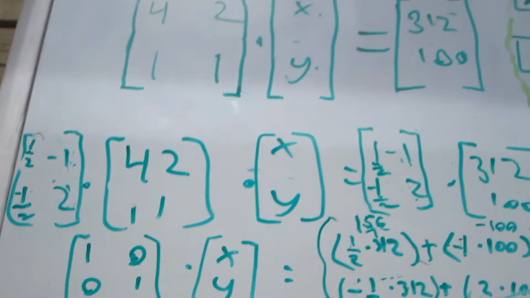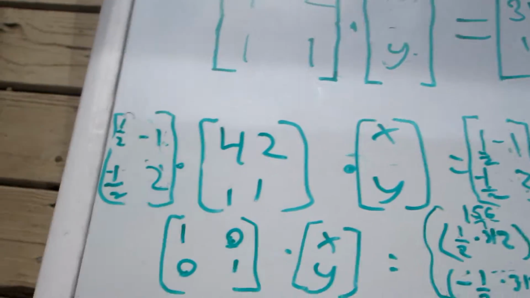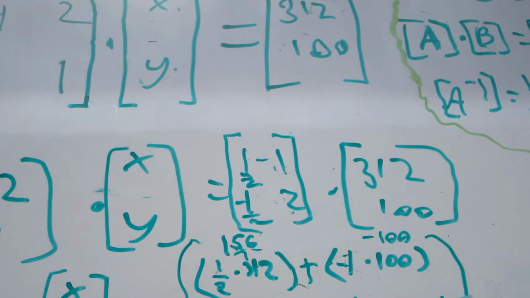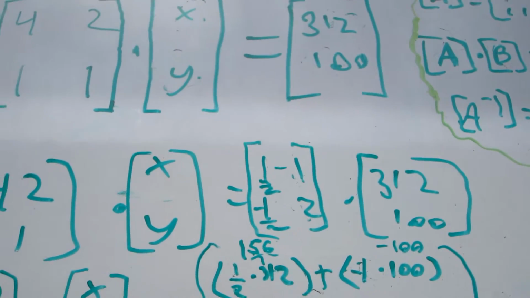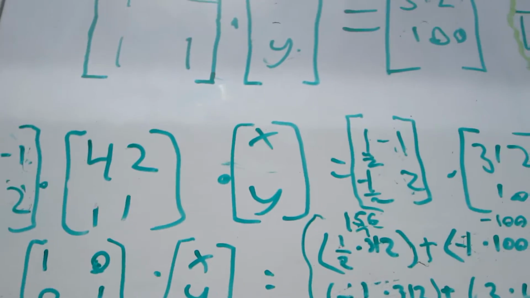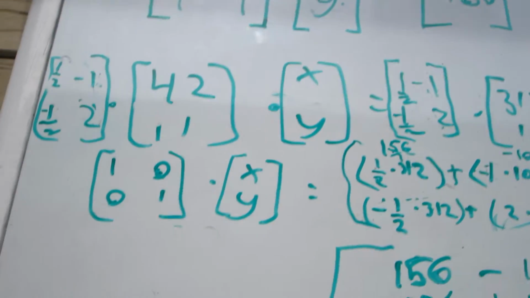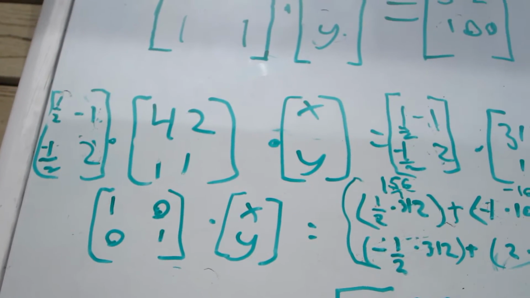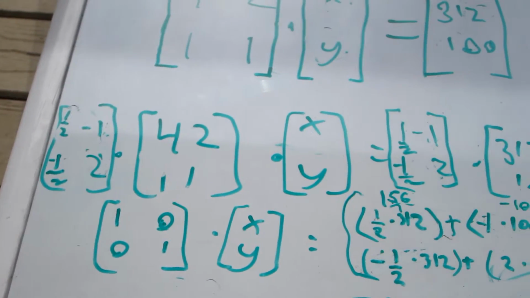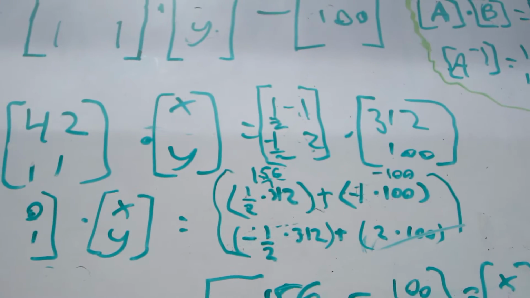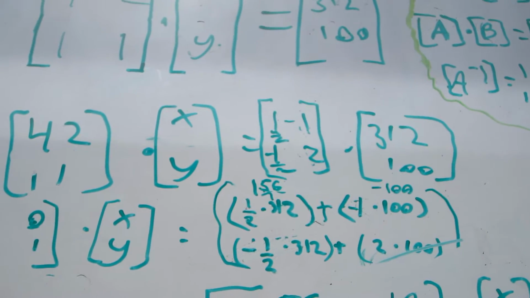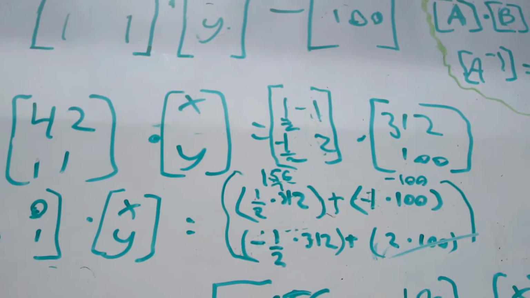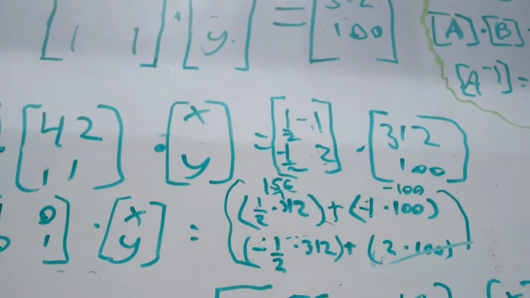You have to multiply on both sides and make sure A inverse is on the left side of 312 and 100, matrix C, because the order matters for multiplication. Once you do that, you get the identity 1001 times xy equals -1/2 times 312 plus -1 times 100, -1/2 times 312 plus 2 times 100.